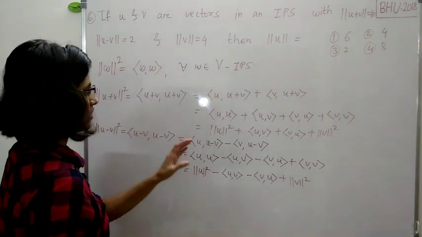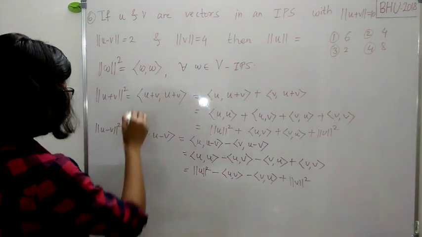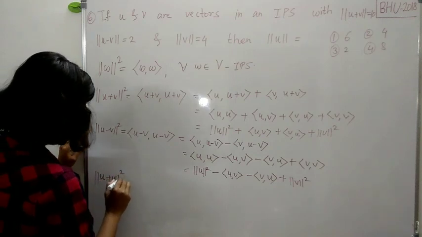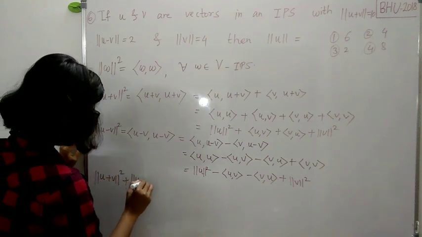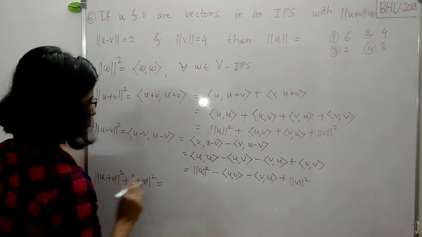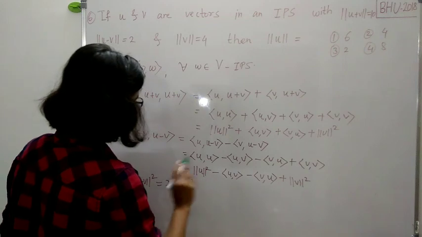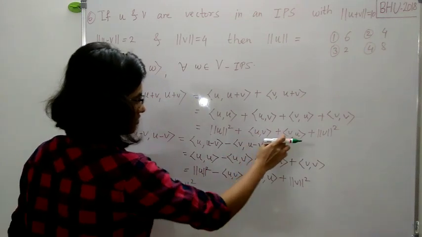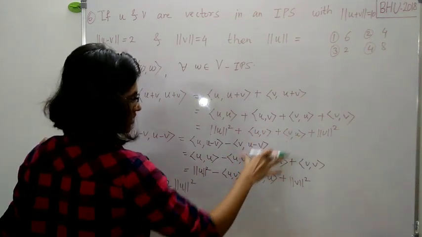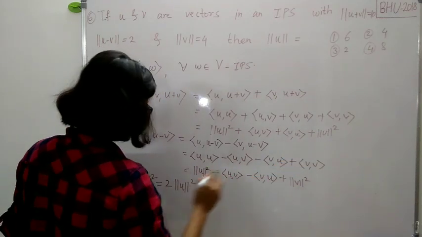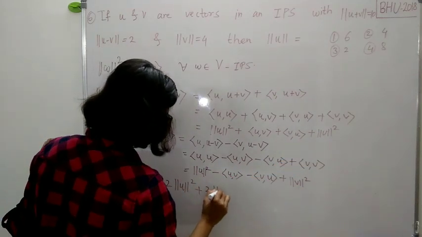So just add these two. By adding these two, we get norm of u plus v the whole square plus norm of u minus v the whole square is equal to, add this, 2 times norm of u square. This is plus, this is minus, so this will get cancelled with this, and this is just norm v square plus norm v square. It is 2 times norm of v square.